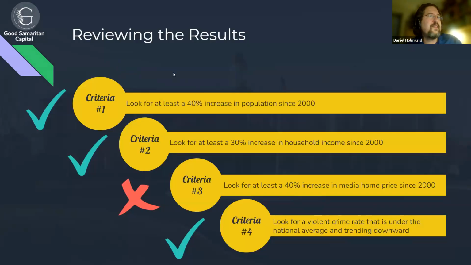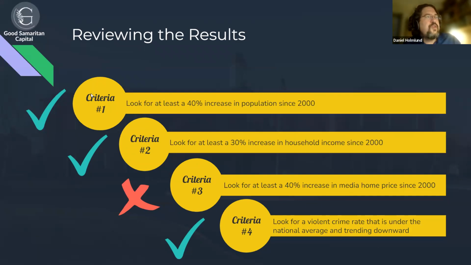All right, so quickly, how did New Albany do in our criteria? Looking for at least a 40% increase in population since 2000, check. Looking for at least a 30% increase in household income since 2000, triple check. Looking for at least a 40% increase in median home price since 2000. Now, their home price only appreciated 25% over this area, so X marks the square. Looking for a violent crime rate that is under the national average and trending downwards, check. So it did fairly well.